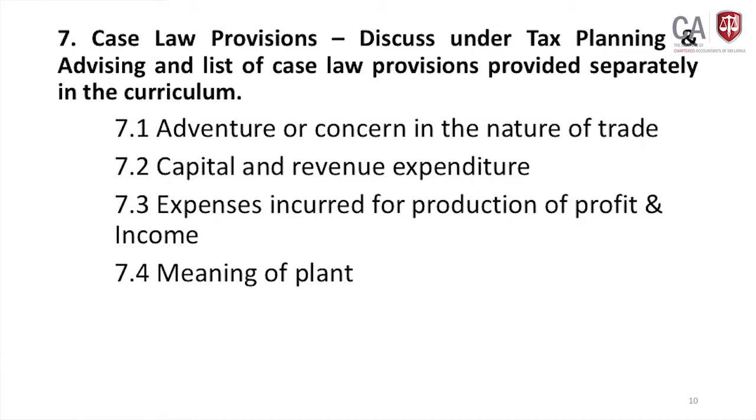Then the third one, expenses incurred for the production of income, production of profits and income. Any expenditure is covered under the main deduction rule, which is section 11. In that, any expenditure incurred for the production of income you can deduct, if not it should be disallowed. Then the meaning of a plant, how we recognize a plant, and whether we can provide capital allowances on the plant. These things are discussed in the meaning of the plant, and there are 2 case laws applicable for this.